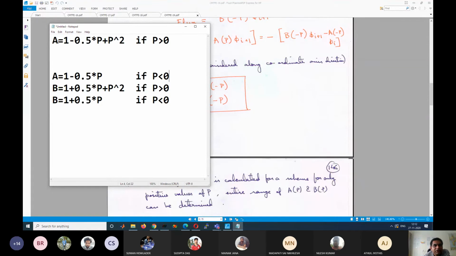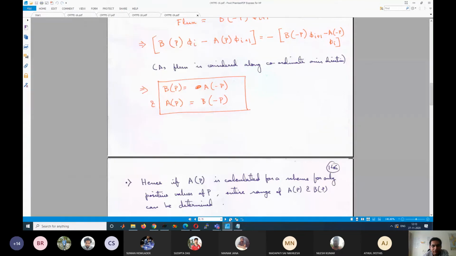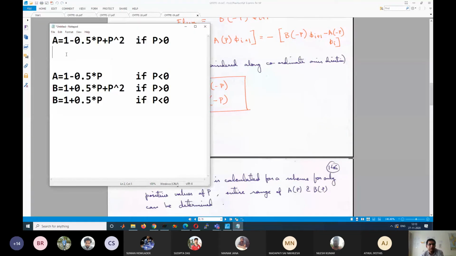And for a certain scheme, it is given that A is equal to 1 minus 0.5 P plus P square if P is greater than 0. Okay. So I want to find B. I want to find B for P greater than 0. How will I find it? For P greater than 0, not for negative values of P.